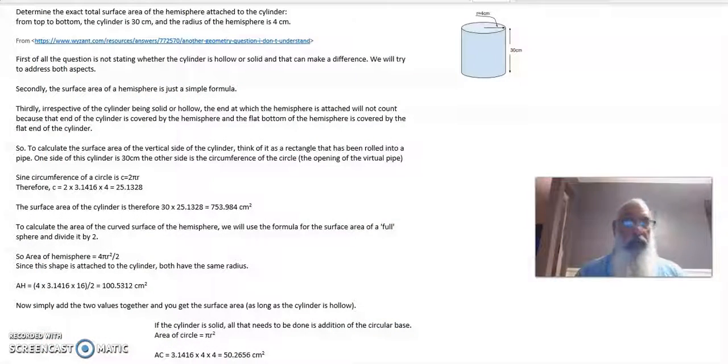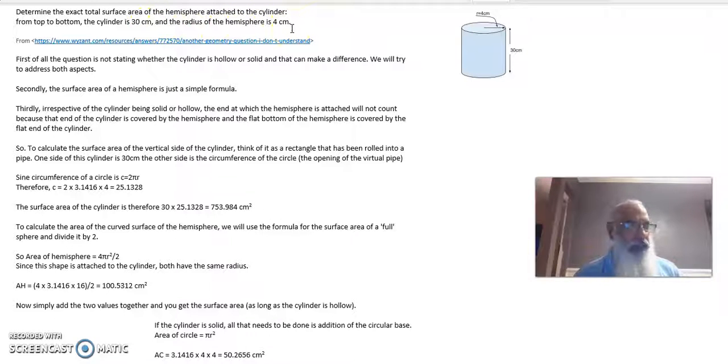So first of all, let me reduce this and read you the question. The question says, determine the exact total surface area of the hemisphere attached to the cylinder. From top to bottom, the cylinder is 30 centimeters and the radius of the hemisphere is 4 centimeters.